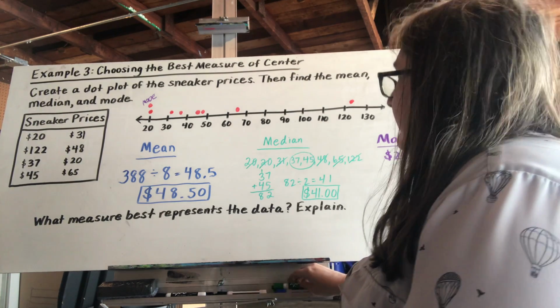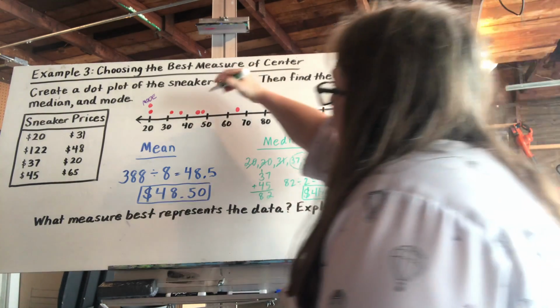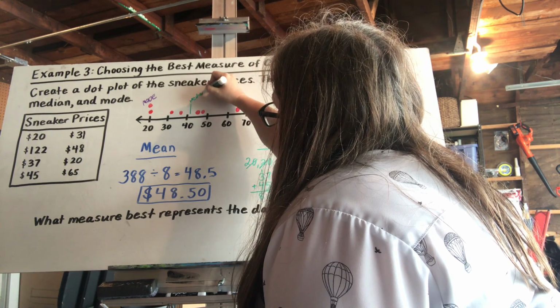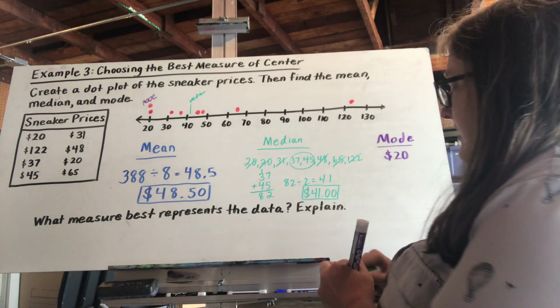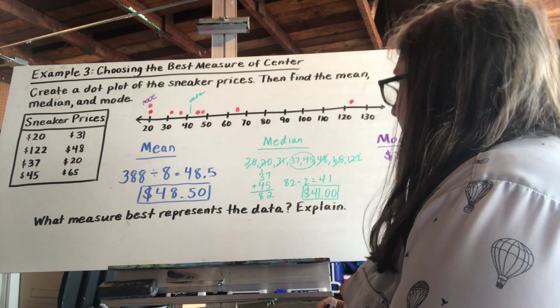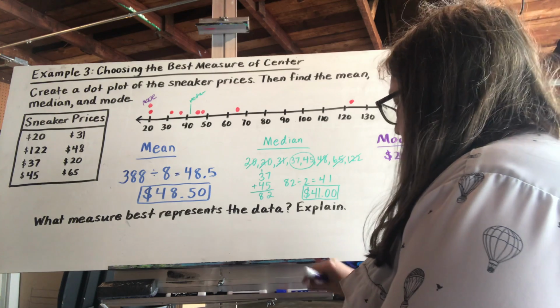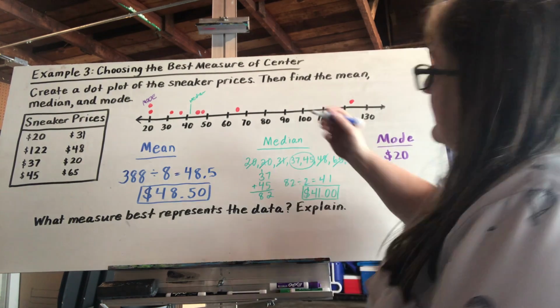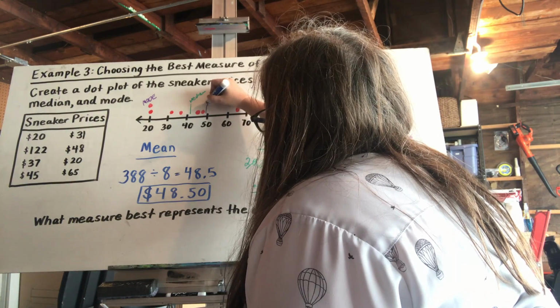Our median was at 41, so that's about right here. We had the median. And our mean was 48.5. So about right in here is our mean.